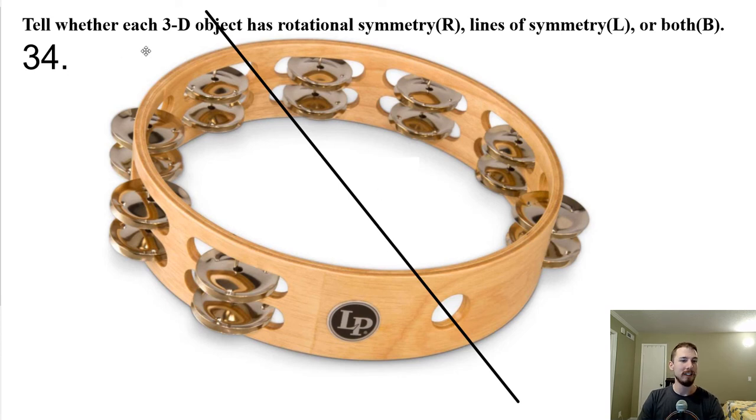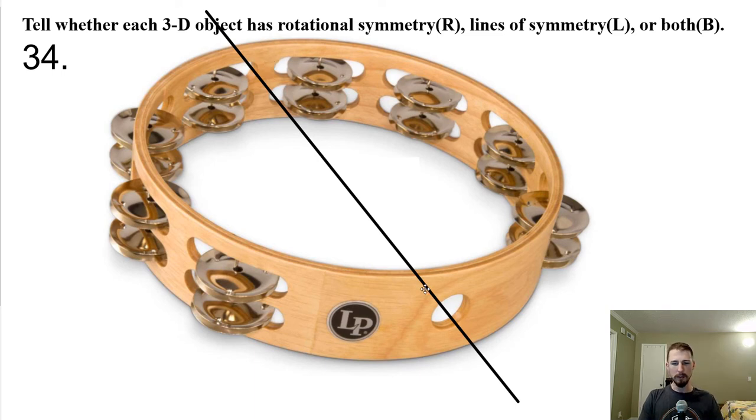Okay, all right, so tell whether a three-dimensional object has rotational symmetry, lines of symmetry, or both. On our tambourine here, it does have a line of symmetry. We can reflect it across itself. We also have rotational symmetry.